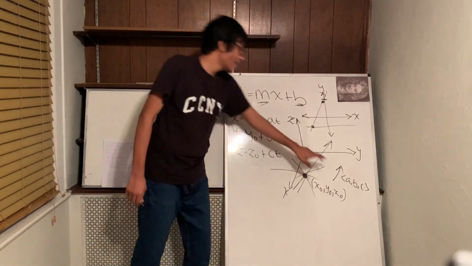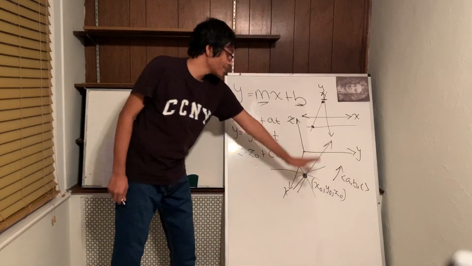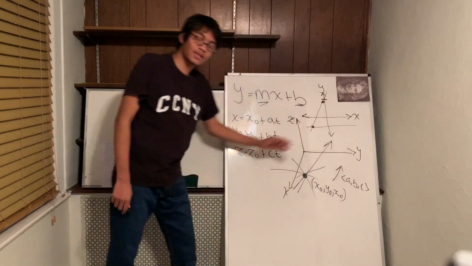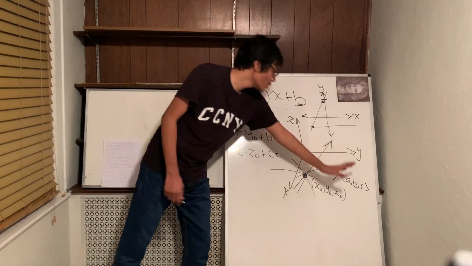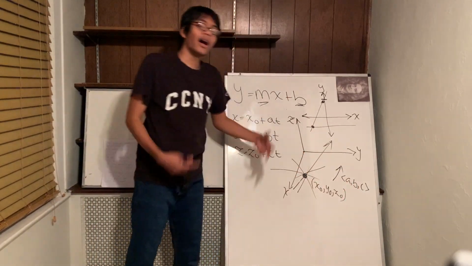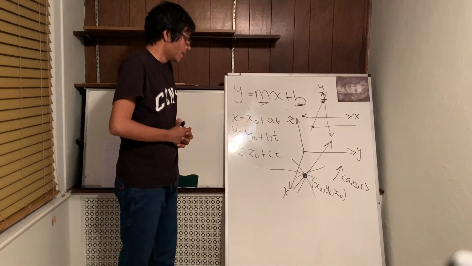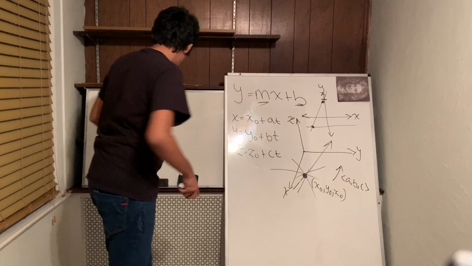This a value is the x component of the vector that's parallel to our line. This b value is the y component of the vector that's parallel to our line. And this c value is the z component of the vector that's parallel to our line. Okay, good. Now, let's go ahead and take a look at our example.